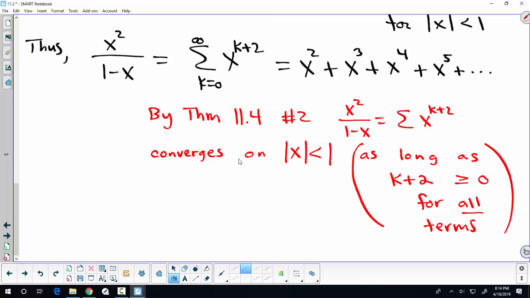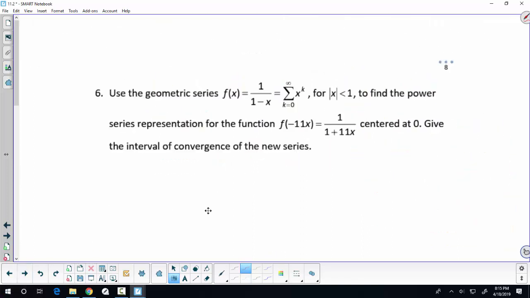Okay. Next example is similar. We're going to again use the geometric series f of x to find a power series representation for the function f of negative 11x. So here's where we're using composition now. We're replacing x in this function with negative 11x. That gives us a new function, 1 over 1 plus 11x, that we want to state the interval of convergence for.